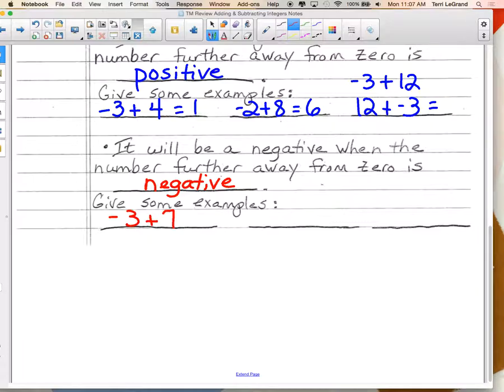Why would this... which one's further away from 0? 7. And 7 is positive or negative? Positive. So what would this give us, a positive or a negative answer? This is going to give us a positive. How about we give the negative sign to the 7 and we steal it away from the 3? You think that one will work, Tyler? Yeah, because now the -7 is further away from 0, isn't it?